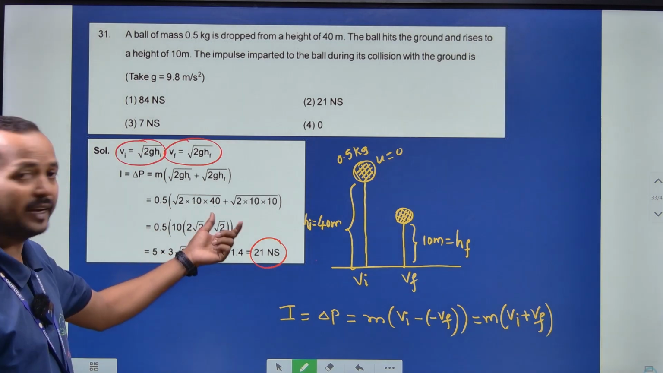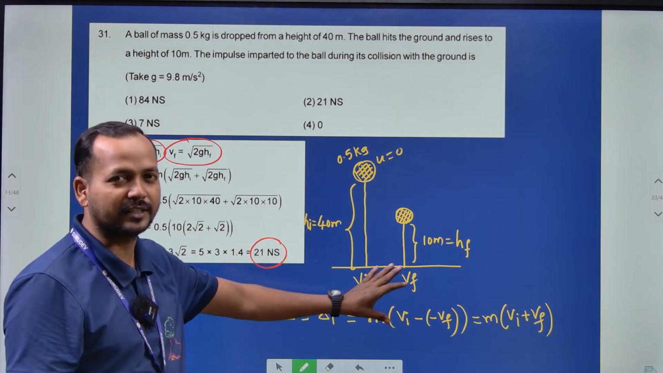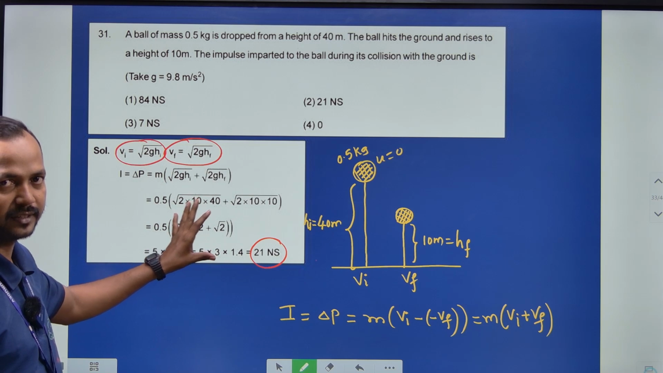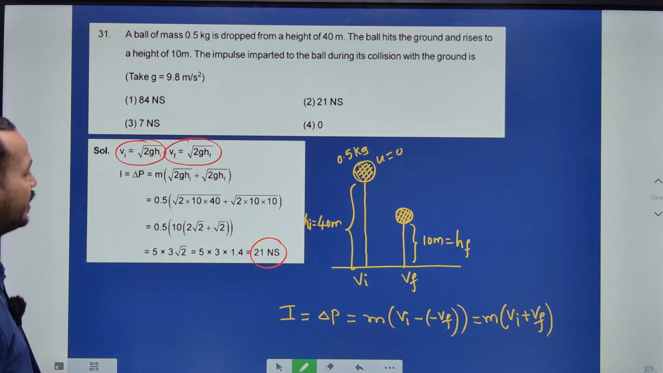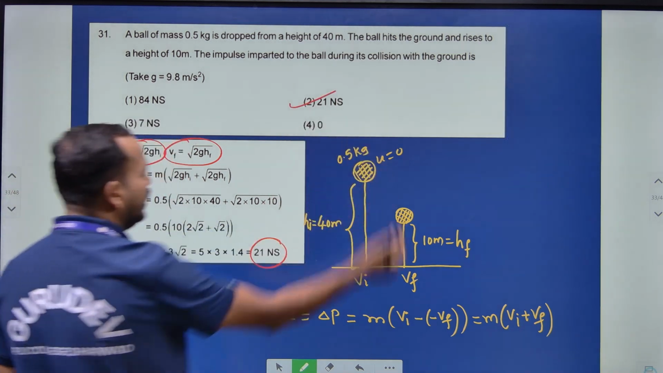बच्चों, ये सब्स्टिट्यूट कर, पहले हमें कॉन्सेप्ट ये समझ में आना चाहिए, बाद में अपने आप ये सॉल्व कर सकते हैं, ठीक है. यस, तो आपका आंसर कौन सा है? 21 न्यूटन सेकेंड, वो होता है ऑप्शन नंबर 2.